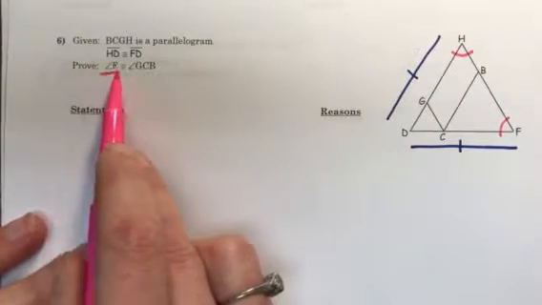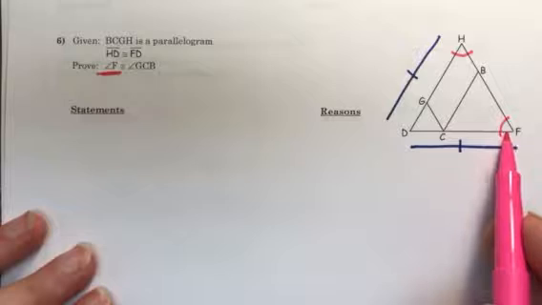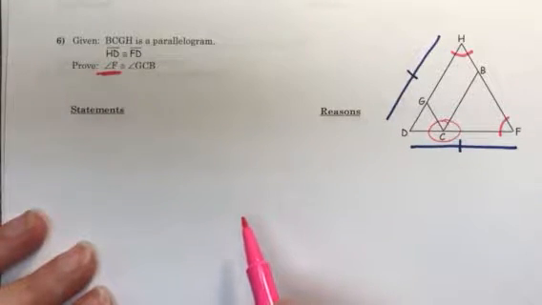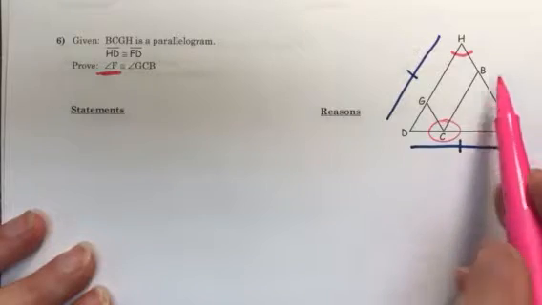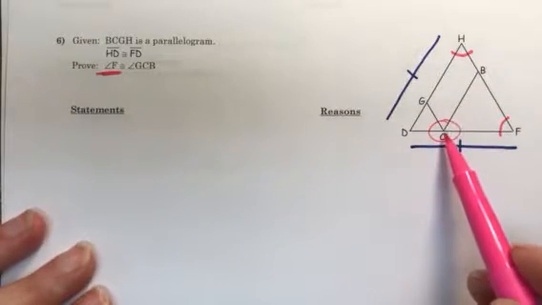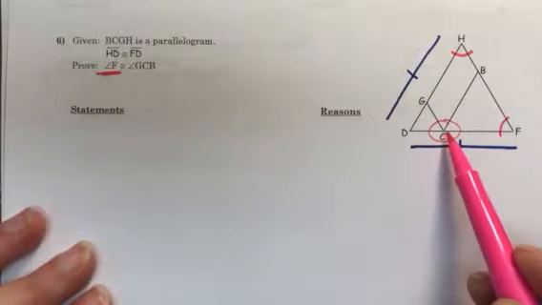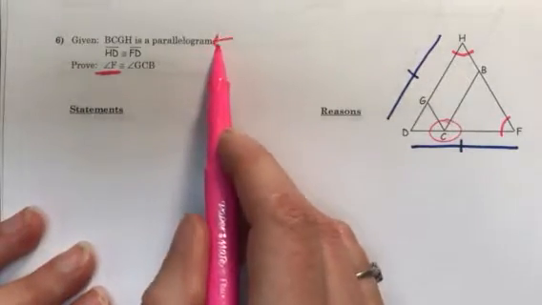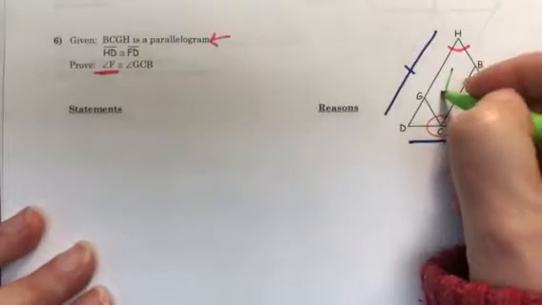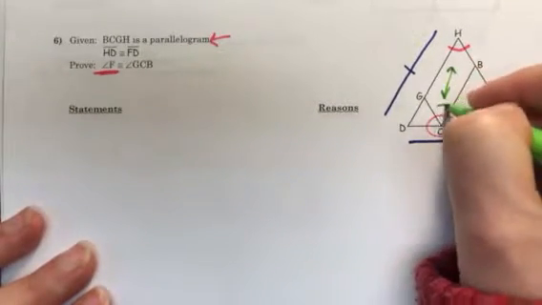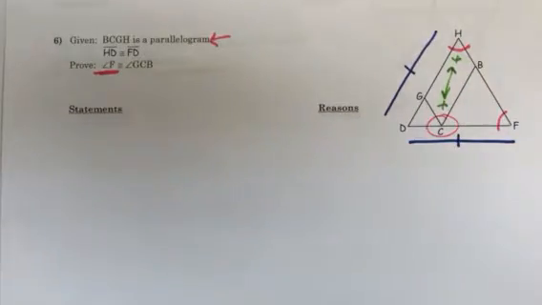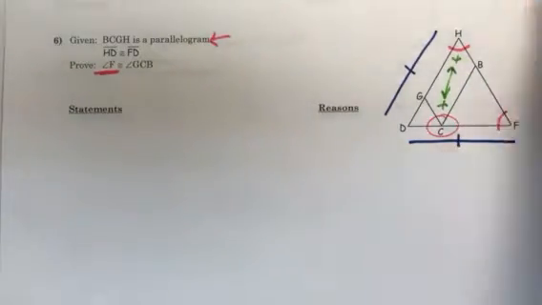It's helpful because I'm trying to prove that F is congruent to GCB. Now, I already have a way of proving H is congruent to F. Do I have a way of proving that H is congruent to GCB? Why, yes I do. And it's the fact that that's a parallelogram. So remember, in a parallelogram, opposite angles are congruent. So this is a pretty short proof too.